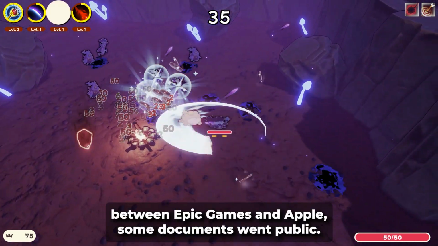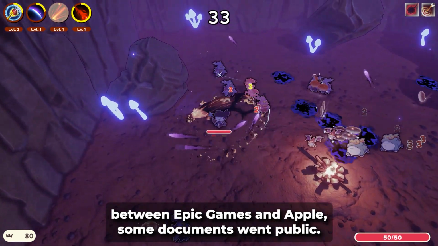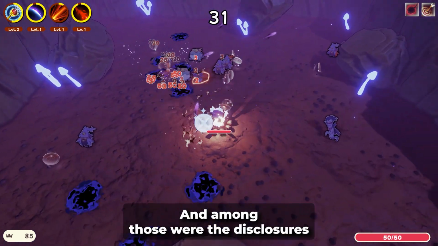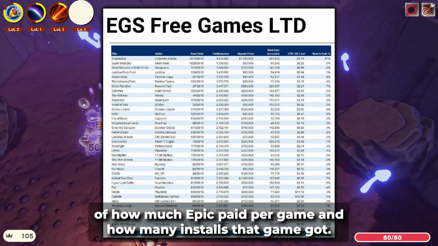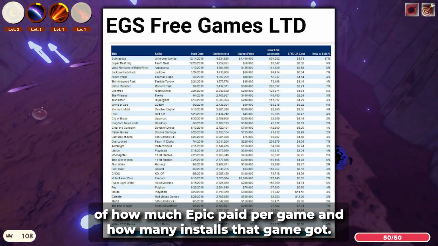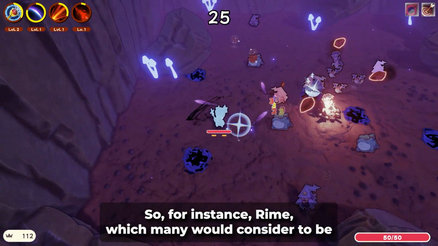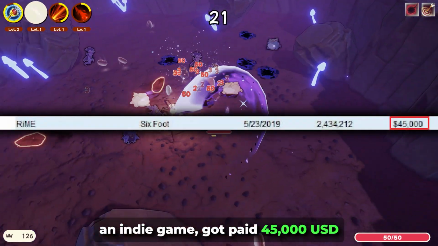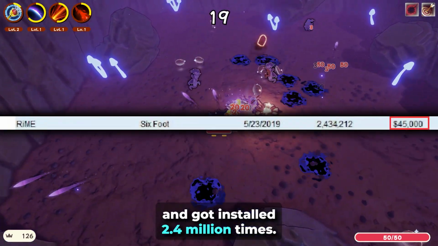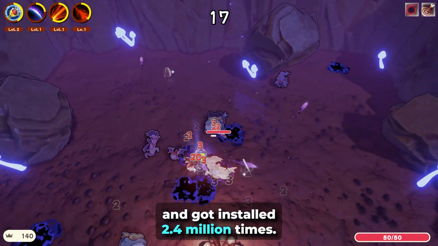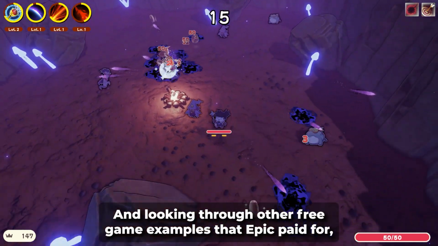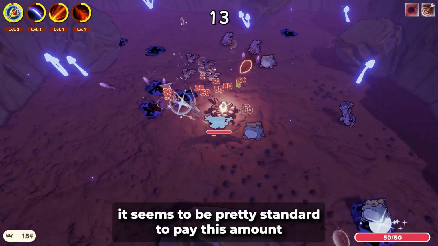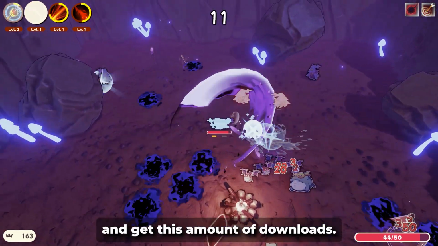In the lawsuit between Epic Games and Apple, some documents went public, and among those were the disclosures of how much Epic paid per game and how many installs that game got. So for instance, Rime, which many would consider to be an indie game, got paid $45,000 and got installed 2.4 million times. And looking through other free game examples that Epic paid for, it seems to be pretty standard to pay this amount and get this amount of downloads.